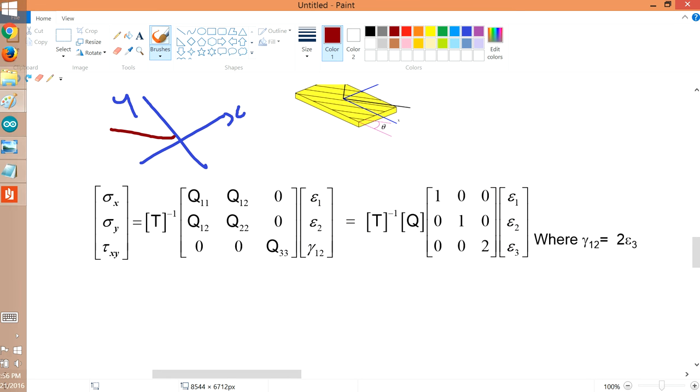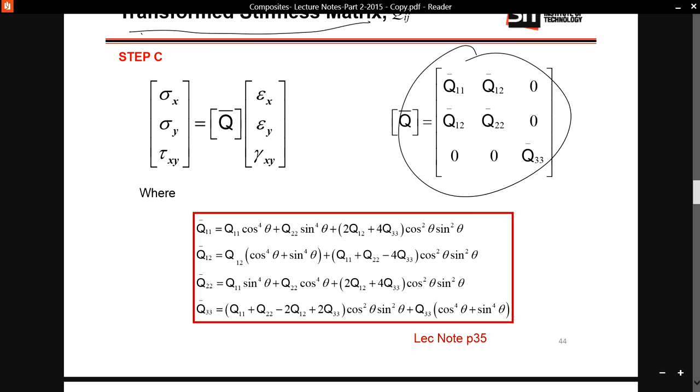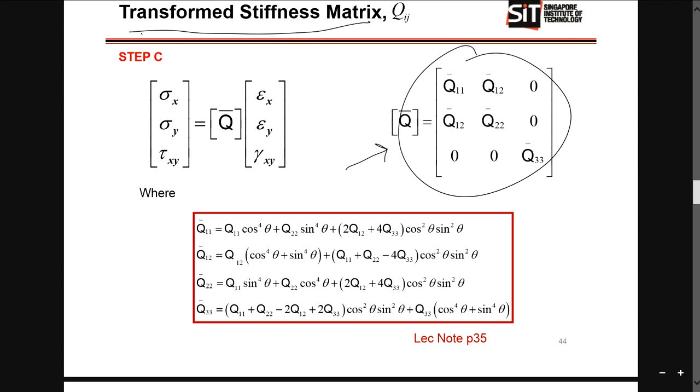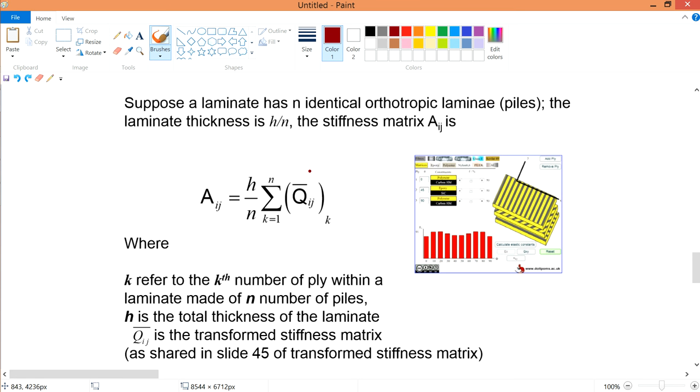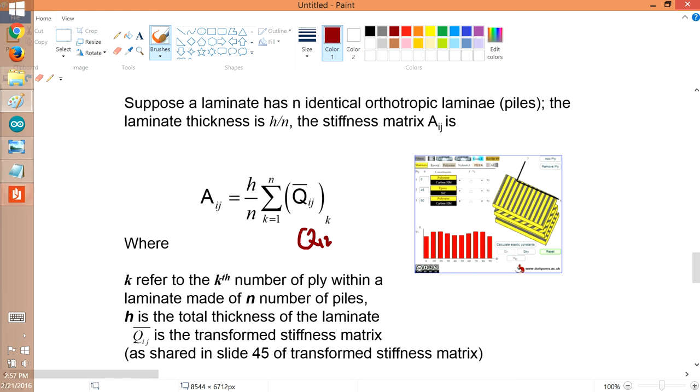Alright, please use this one, the Q bar. The Q bar is the correct one. Okay, and let's come back here. So the Q bar is the one that we want, and the Qij is simply the Q12, Q11, Q22, etc., which is the matrix itself.